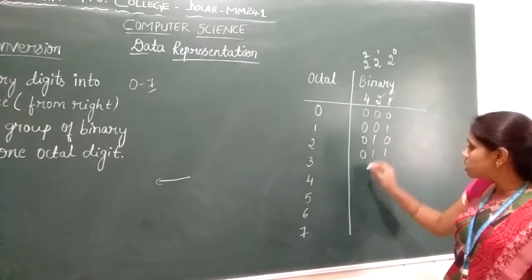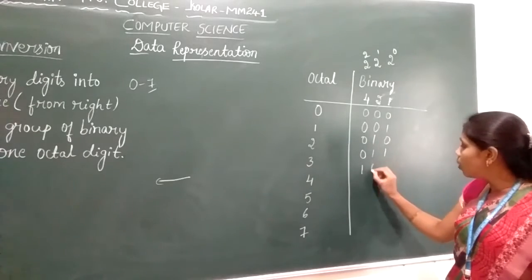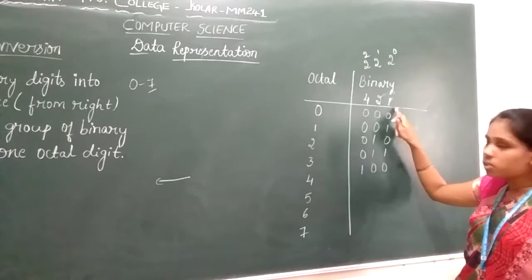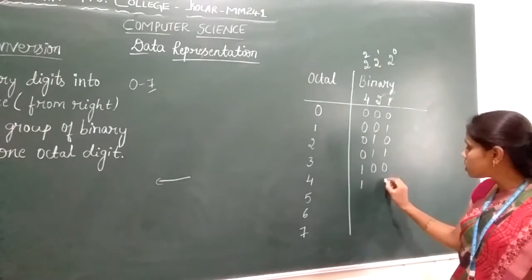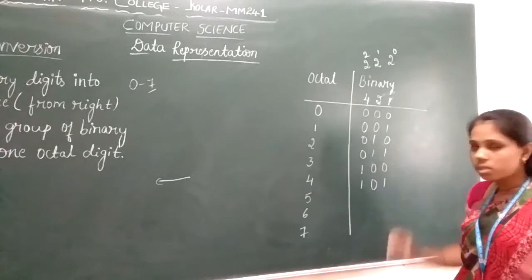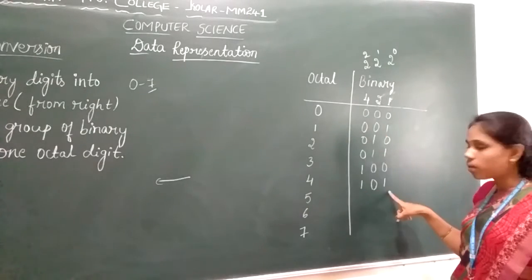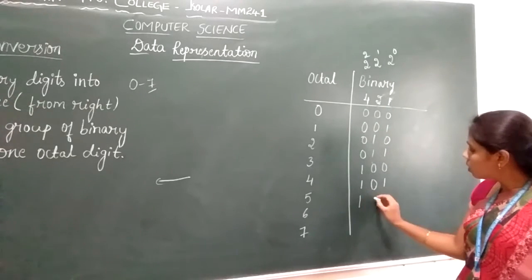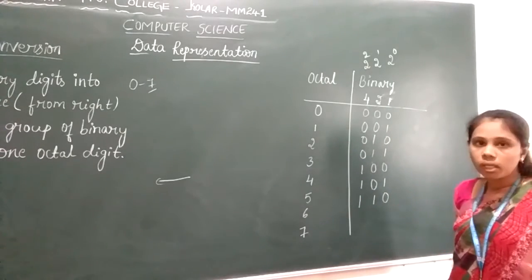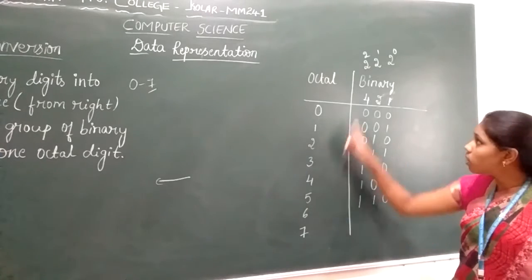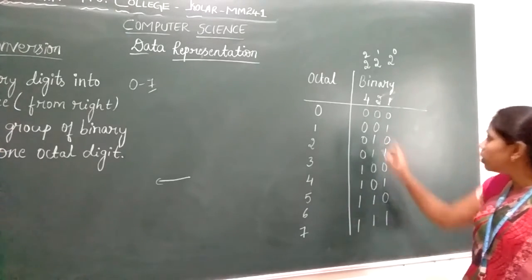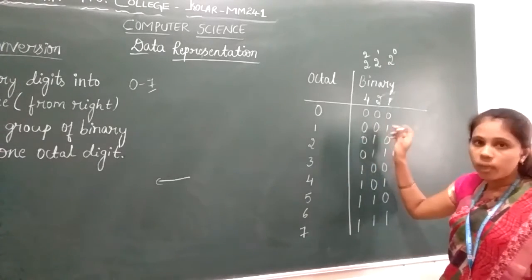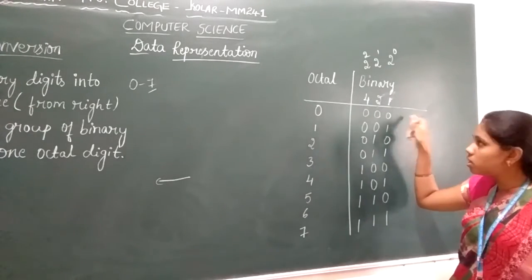For 4, in the place of 4 write 1 and the remaining places are 0. For 5, 4 plus 1 is 5, so in the 2 place we put 0. For 6, 4 plus 2 is 6, and in the 1 place it is 0. For 7, it is 1, 1, 1, because 4 plus 2 is 6, and 6 plus 1 is 7. I repeat again: for 0 it will be 0, 0, 0.